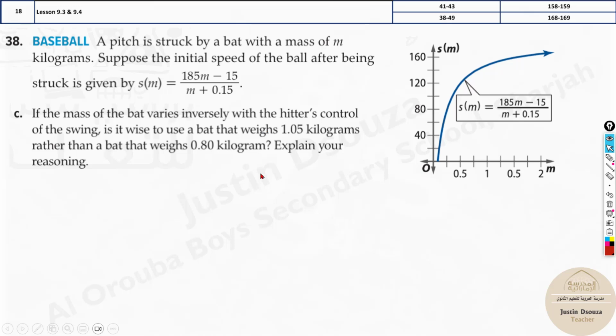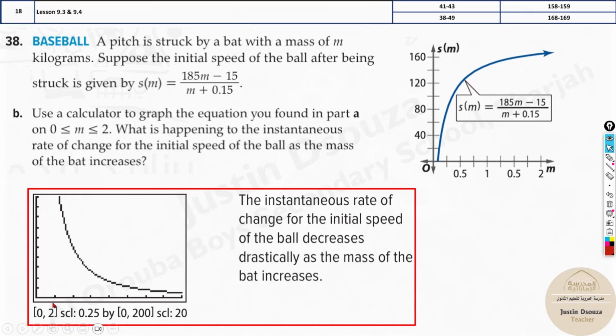And if the mass of the bat varies inversely with the hitter's control of the swing, is it wise to use a bat that weighs 1.05 kilograms rather than a bat that weighs 0.8 kilograms? Explain your reasoning. Now, before looking at the answer, I think it's always the lower mass, because we saw here, see, the velocity reduces drastically. Over here, there is a speed increase, yes, but it's very less. We are talking about 0.8 and 1.05. So 1.05 somewhere over here. The speed, yes, it's increased, but very little.